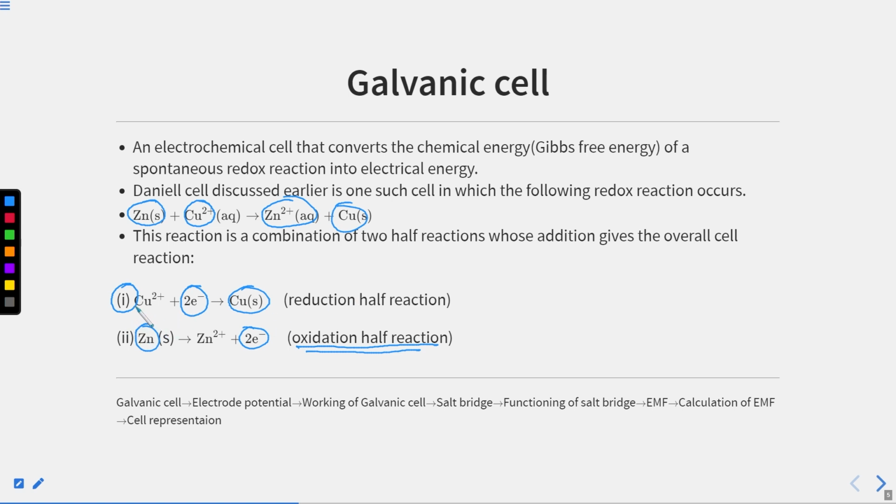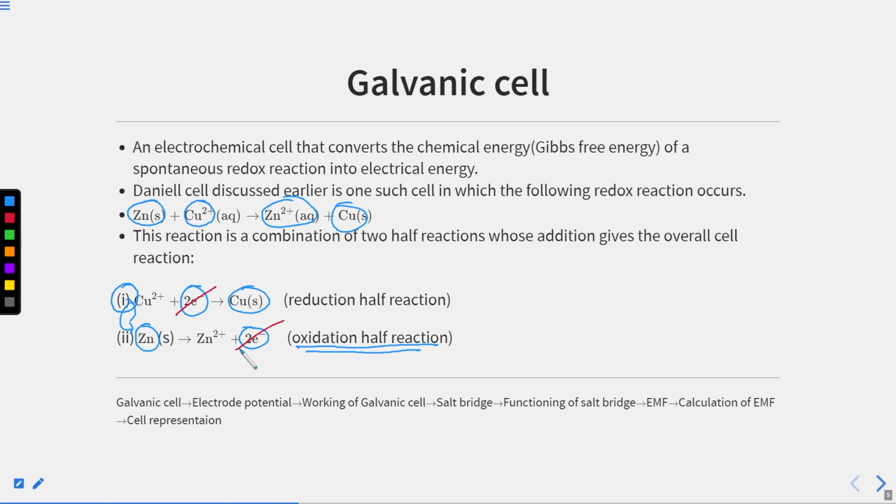Now if you add both these reactions, what will happen? We will get on the left hand side Zn plus Cu2+, and these 2 electrons will be cancelled out. Similarly on the right hand side we will get Zn2+ plus Cu solid. So this is a Daniell cell. Okay, this is an example of a galvanic cell which is called a Daniell cell, in which we use copper and zinc. So this was all about the theory part of the galvanic cell.